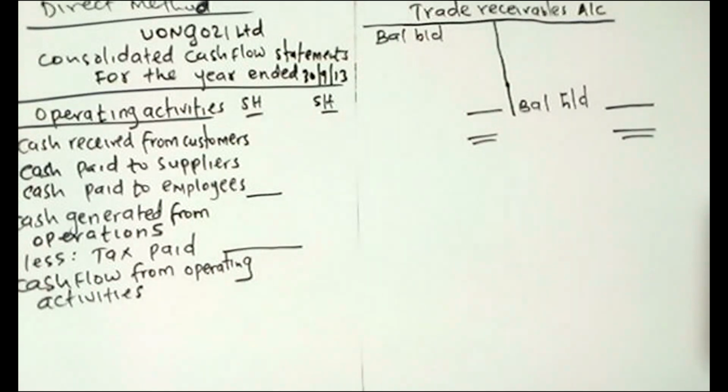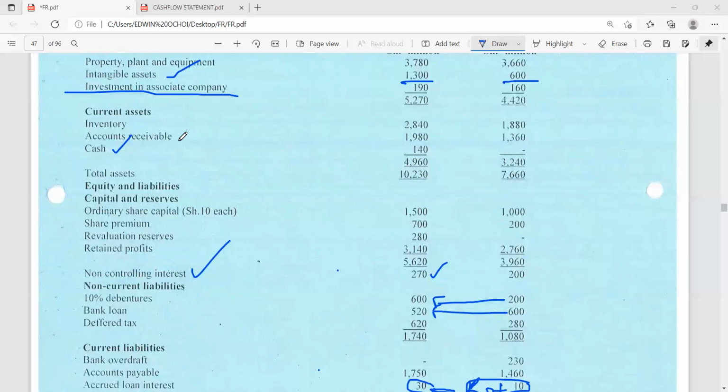So for the trade receivables, the balance brought down is 1360. At the end is 1980. Brought down means the one for 2012, the one which was opening the year 2013.